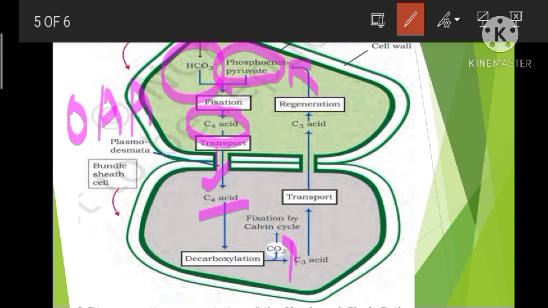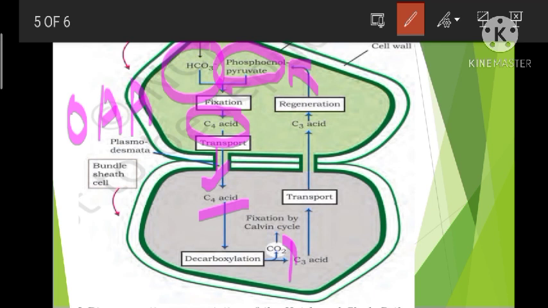Now the carbon dioxide which is released will be accepted by RuBP. So the secondary acceptor of carbon dioxide in the C4 pathway is RuBP. Which is the primary acceptor of carbon dioxide? It is phosphoenol pyruvate, which is present in the mesophyll cell. Here the carbon dioxide will be accepted by RuBP in the bundle sheath cell and converted into 3-phosphoglyceric acid, catalyzed by the enzyme Rubisco, because Rubisco is present only in the bundle sheath cell.